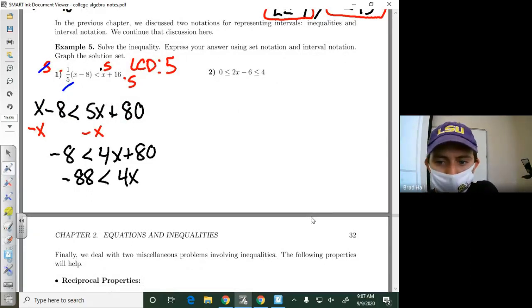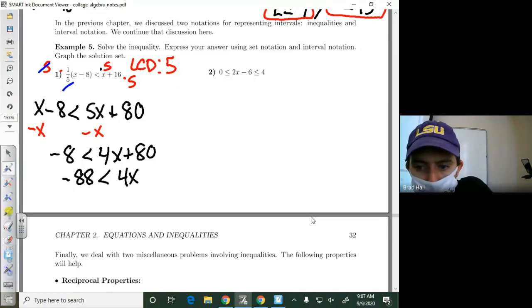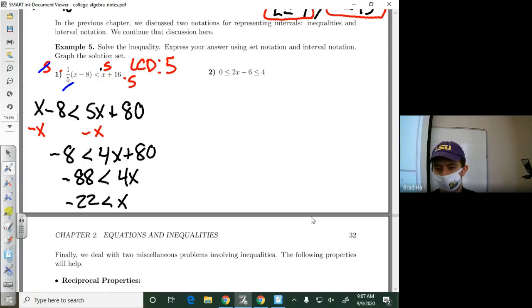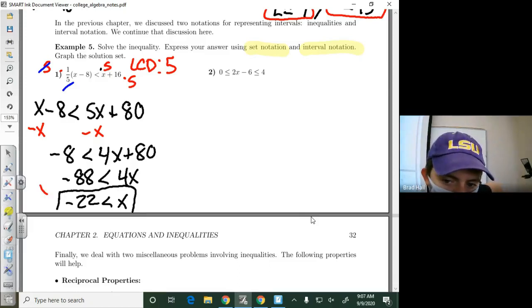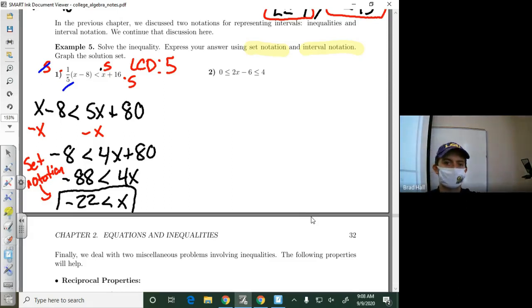And so we get that x is greater than, well, negative 22. And so this answer, you're going to notice it's going to ask for both set notation and interval notation. This first answer we found is set notation. If they ask you for set notation, they want a solved inequality. They want the x by itself.